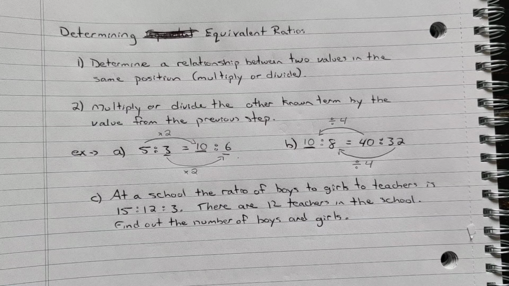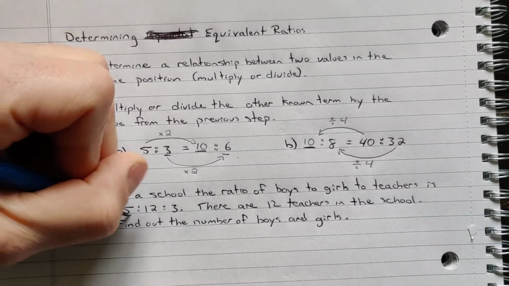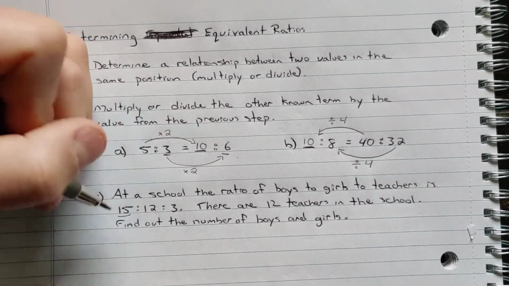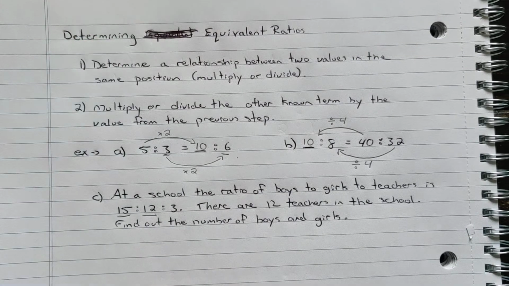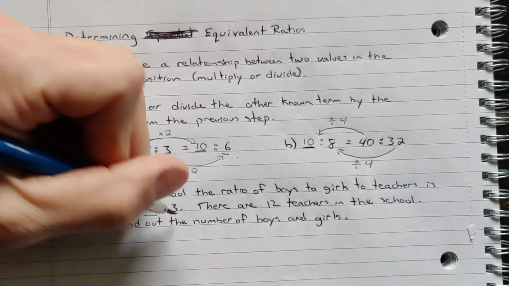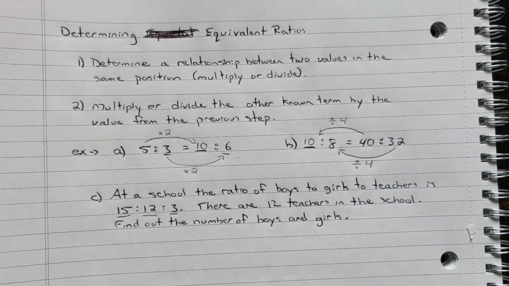So this is the way to do it when it's just nice and clean with two values. However, in our third example, we have a situation with three values. At a school, the ratio of boys to girls to teachers is 15 to 12 to 3. There are 12 teachers in the school. We want to find out the number of boys and girls. Our first position here is boys. For every 15 boys, there are 12 girls and 3 teachers. But we have 12 teachers.